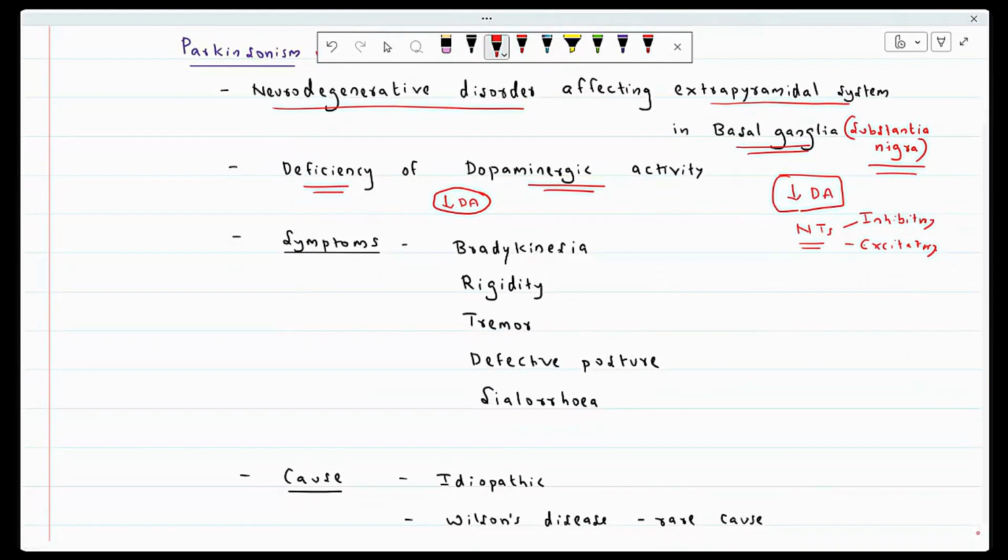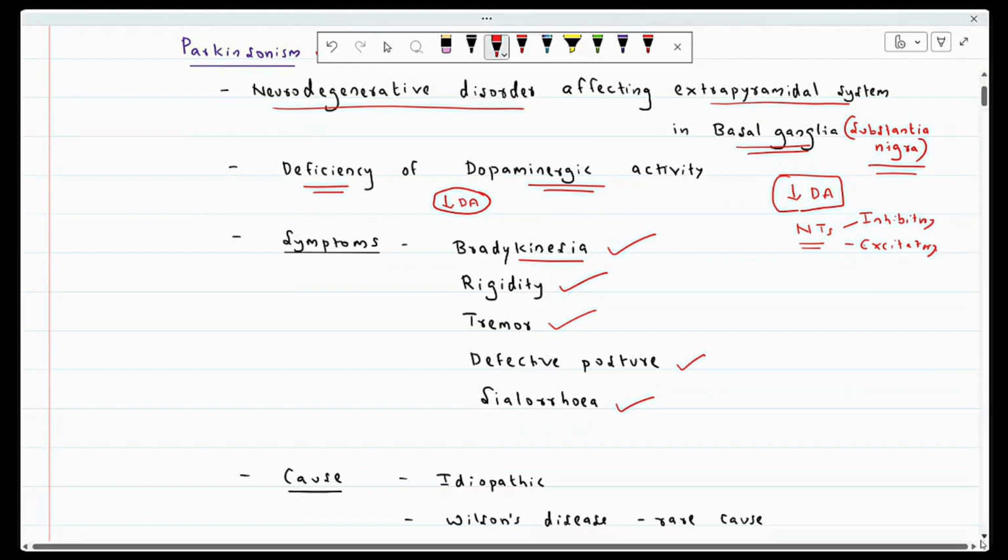You know that the movement of the patient will become less. The speed of the movement will come down. That is called bradykinesia. Kinesia means movement. Brady means decrease. So decrease in the movement is called bradykinesia. The joints will have rigidity, rigid joints. Tremor will be happening. Defective posture. Saliva secretion would also be very high, sialorrhea. So these are the commonly seen symptoms in a Parkinsonism patient. It's a neurodegenerative disorder where you can see the deficiency of dopamine in the basal ganglia substantia nigra.